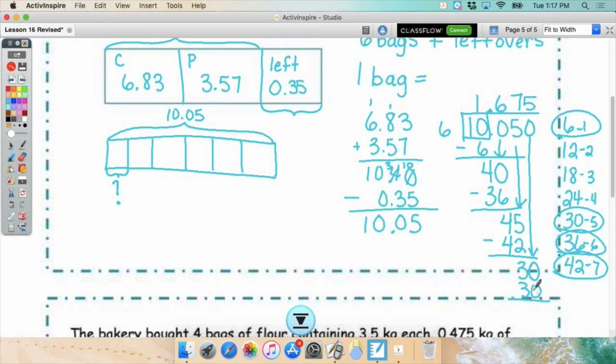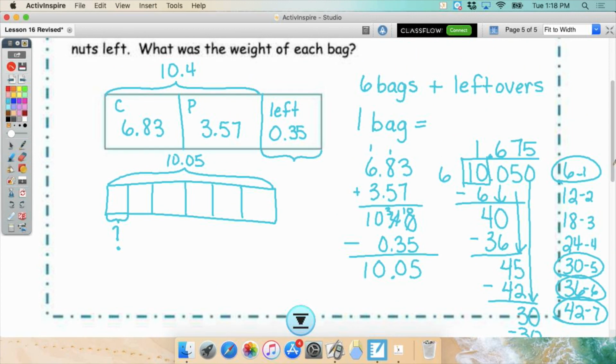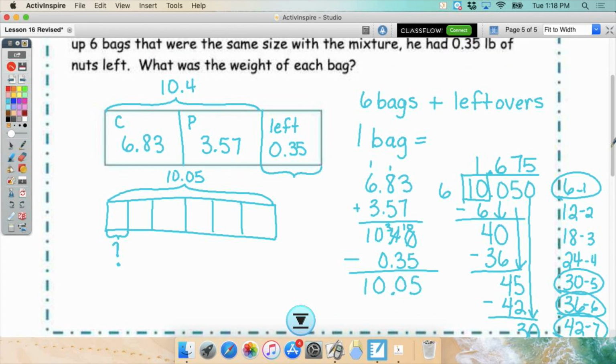So that's a pretty good problem right there. At first, I was thinking, hey, we're dealing with money. We've got problems because I can't have thousandths place for money. And then I remembered, no, it's pounds. It says, what is the weight of each bag? So the weight of each bag is 1.675 pounds.